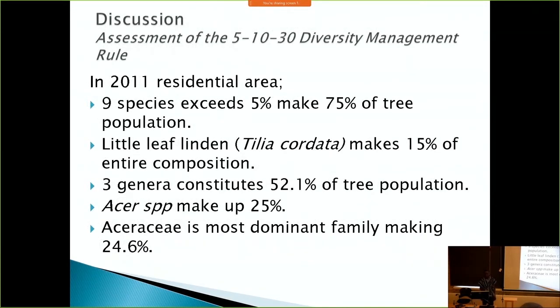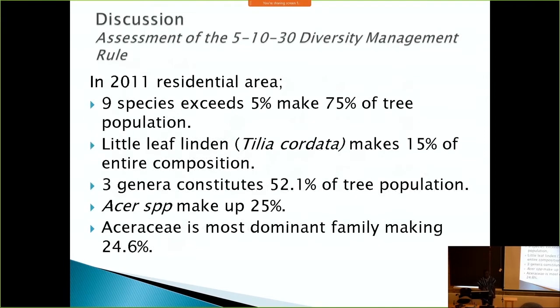In the 2011 residential area, 9 species were also found to exceed the 5% cap with 75% in species composition. The little leaf linden was above the Norway maple in terms of composition with 15%. We found 3 genera to constitute 52% of the entire tree population. Acer species was also found to be the most dominant genus, making up 25%, whilst Aceraceae as well was made up of 24%.